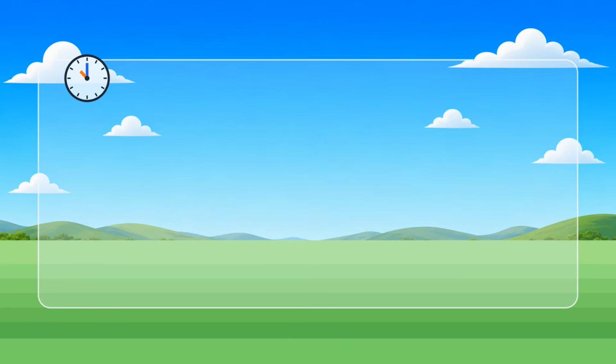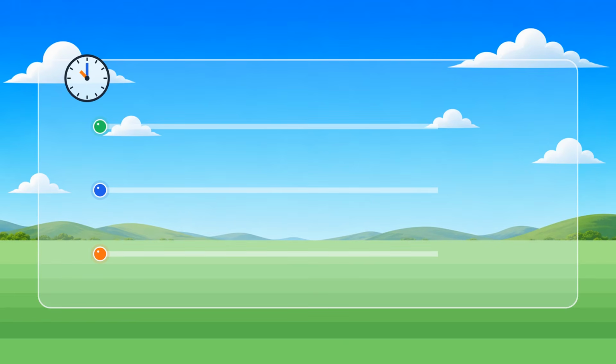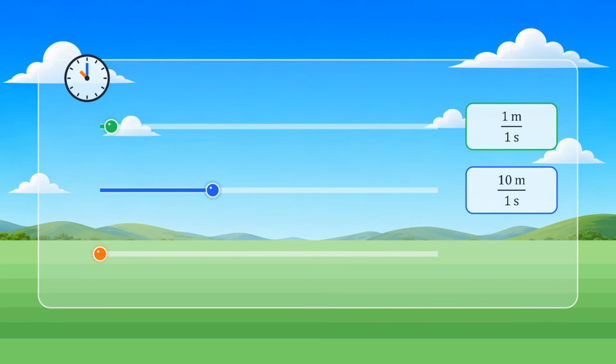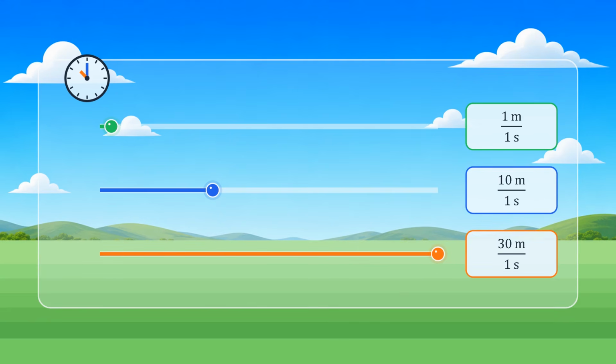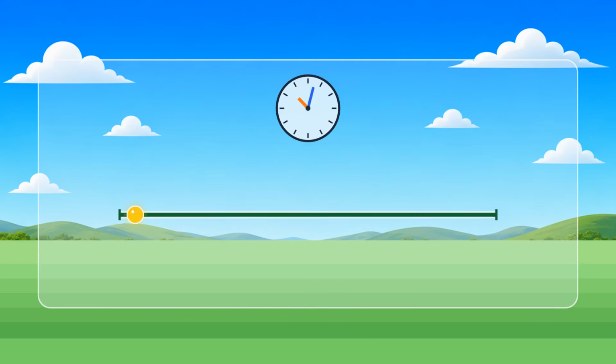Speed is not just a large number. It is a relationship between space and time, the rhythm at which motion unfolds. One object may cover 1 meter each second, another 10 meters each second, and another 30 meters each second. The more distance an object covers in the same unit of time, the greater its speed. Speed therefore tells us more than where an object was or how far it traveled. It tells us how quickly its motion unfolds over time.